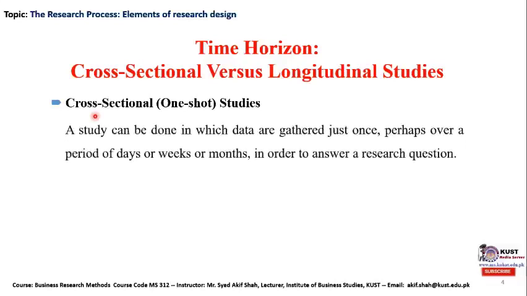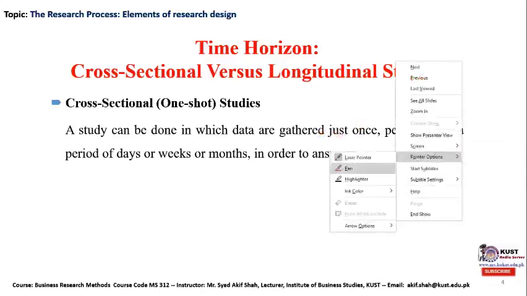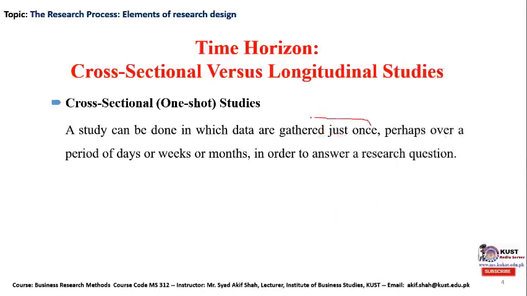So a cross-sectional study or research work is a study in which the data are gathered just once, as already narrated. This is a one-shot study, therefore the data related to the variables or the problem of interest shall be collected only a single time, perhaps over a period of days or weeks or months, whatever time period it will take to gather the data in order to answer your research question.